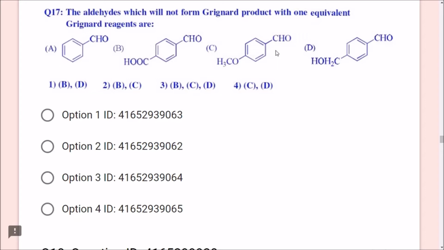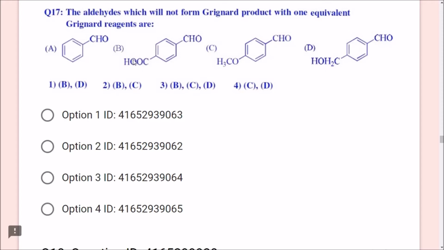Next, ether and aldehyde. Yes, friends, this ether will not disturb the Grignard reagent, so this will give the product, but they are asking which will not form the Grignard product. What about this alcohol? Yes, friends, this alcoholic H also is acidic, so this acidic H plus goes off and magnesium halide comes and sits here. So one equivalent of magnesium halide is not enough to form the product of this aldehyde.